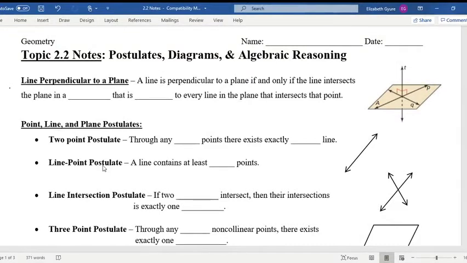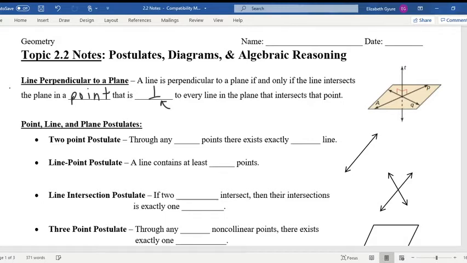First thing is dealing with lines perpendicular to planes. So remember, we defined perpendicular during our last topic. Perpendicular lines are when lines intersect to form right angles. So this is dealing with a line that is perpendicular to a plane. A line is perpendicular to a plane if and only if the line intersects the plane in a point that is perpendicular. Remember, our upside down T means perpendicular to every line in the plane that intersects that point.